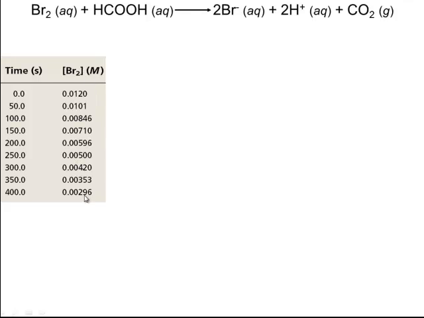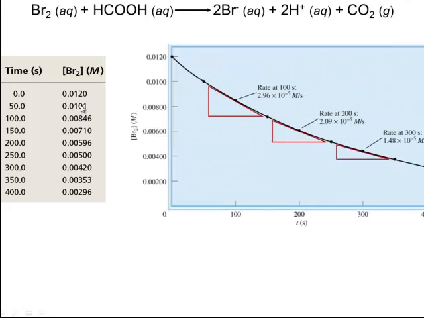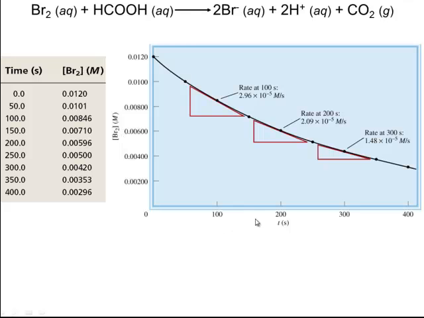Now, the rate of reaction, as we saw in the previous slide, is defined as the change in concentration of bromine with respect to time. So if we plot a graph of bromine's concentration versus time, you will see that the concentration of bromine keeps decreasing with time. Now, the change in concentration of bromine per unit time can be represented by the slope of this graph. So, the slope of this particular graph at this point is 2.96 into 10 raised to minus 5 moles per liter per second.